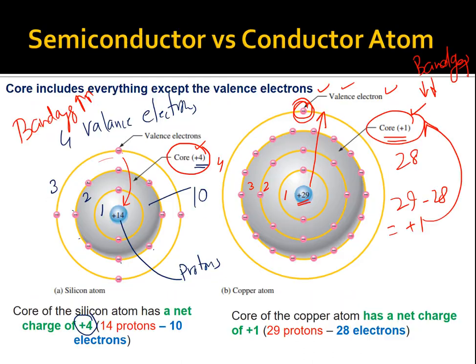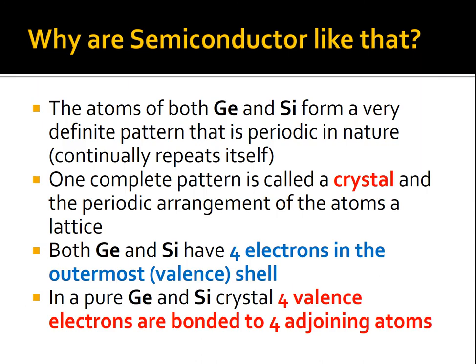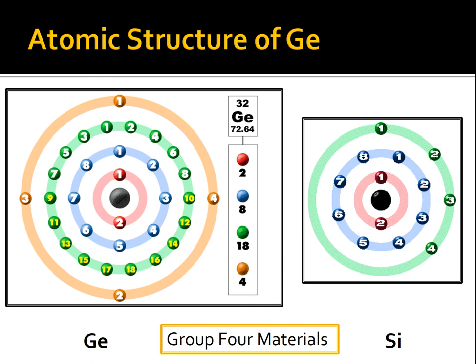So we have seen the difference between the semiconductor and the conductor material. Now let's see, if we have the same kind of semiconductor materials, what will be the difference between them. We are comparing silicon and germanium, the most common semiconductor materials used for electronic devices. This is the atomic structure of the silicon, as we have seen earlier, and this is for the germanium.